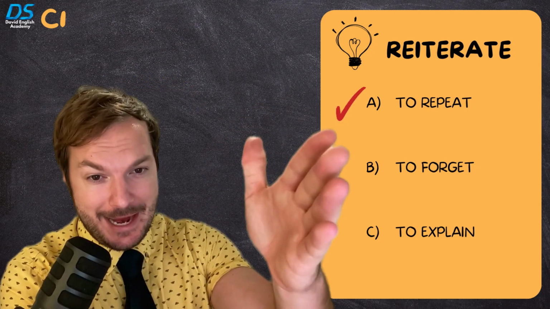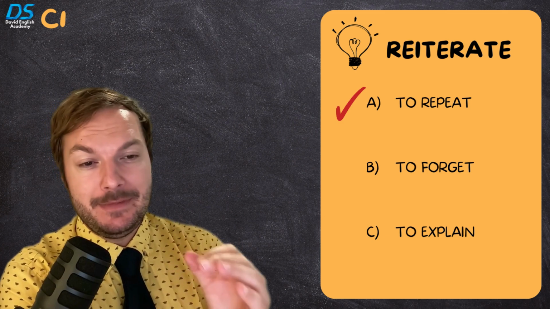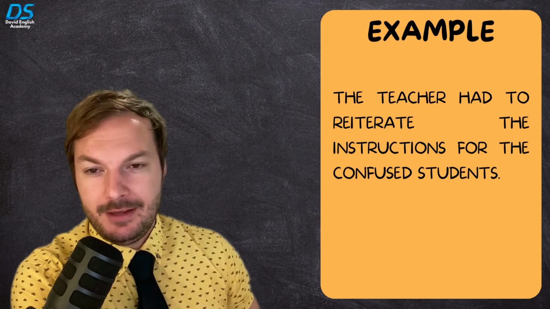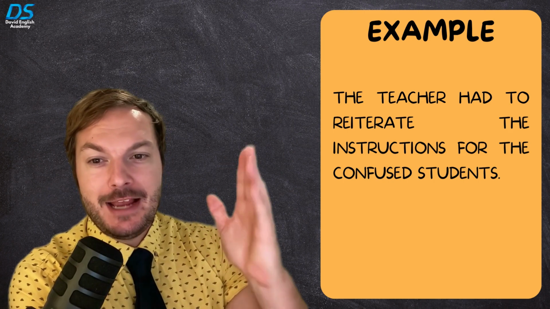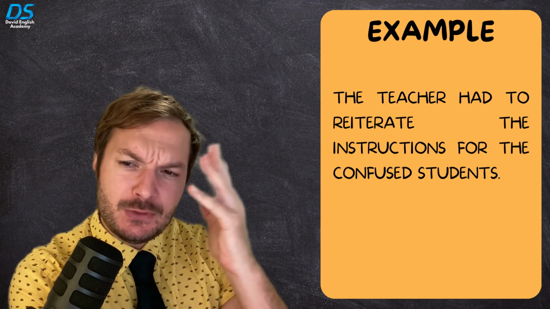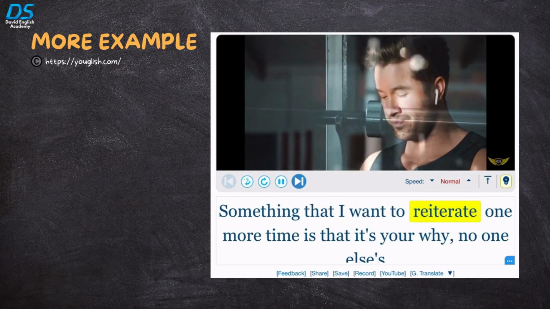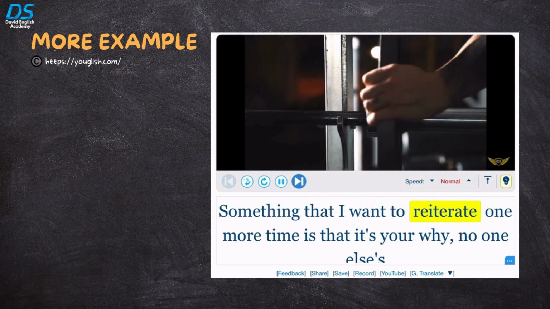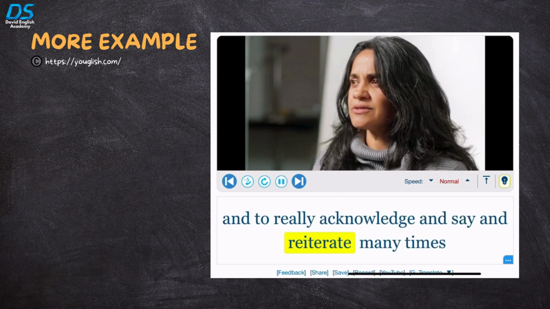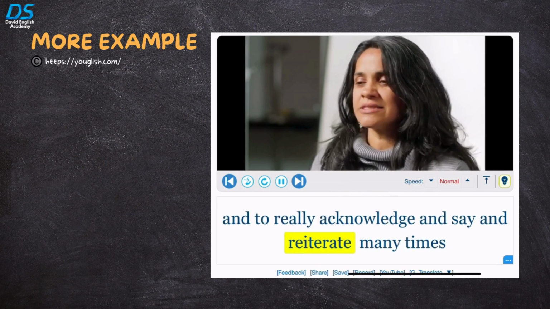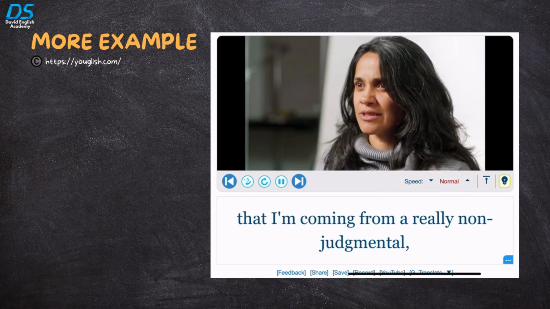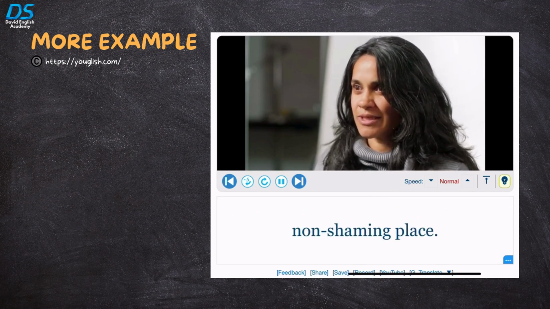The answer is A. Reiterate means to repeat something for clarity. Example, the teacher had to reiterate the instructions for the confused students. Something that I want to reiterate one more time is that it's your why, no one else's. And to really acknowledge and say and reiterate many times that I'm coming from a really non-judgmental, non-shaming place.